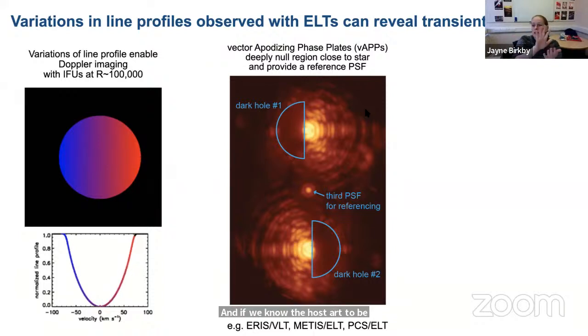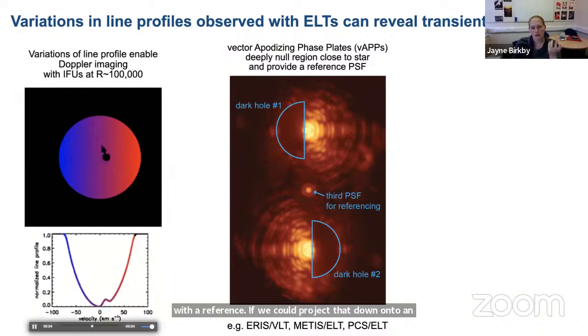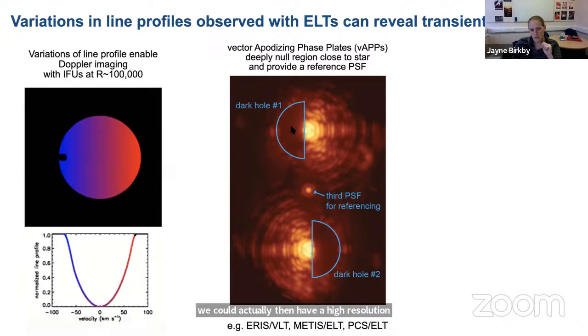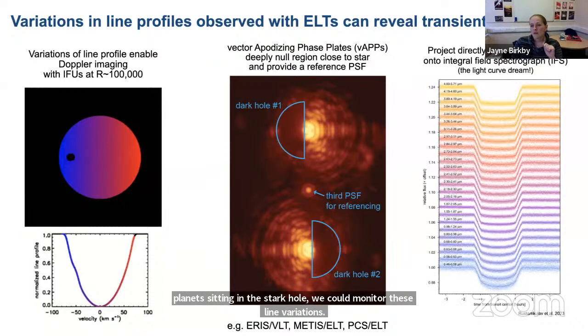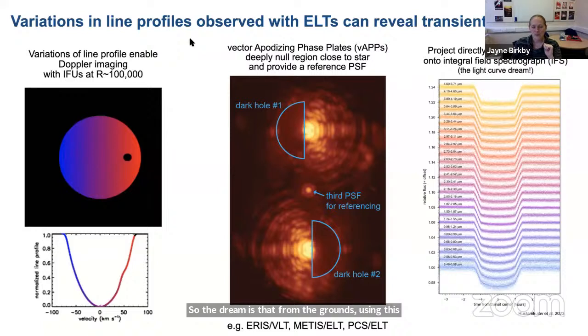If we could project that down onto an integral field spectrograph, we could actually then have a high resolution spectrum of the planet. If we were able to take a spectrum of planets sitting in the star hole, we could monitor these line variations. So the dream is that from the ground, using this approach, we would get light curves like this, as we saw from JWST. In reality, we probably won't ever get them quite that well, but we can see how close we can get.